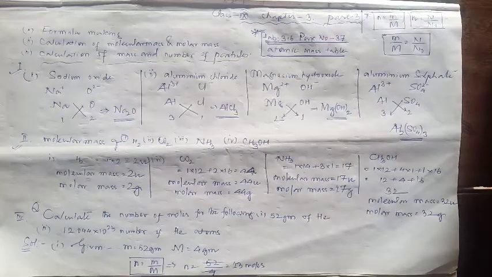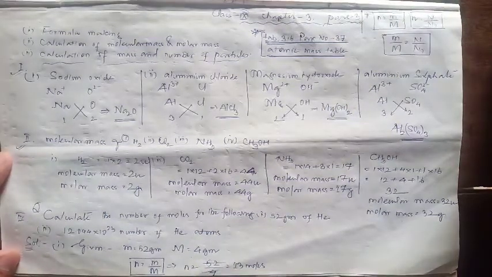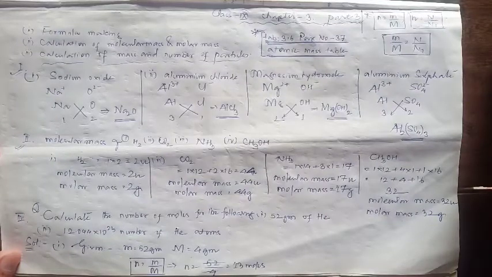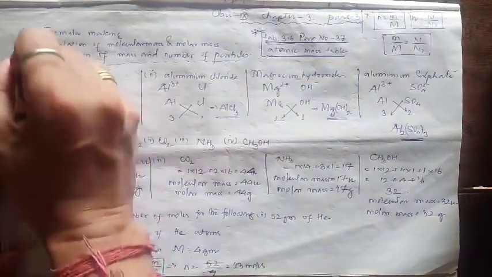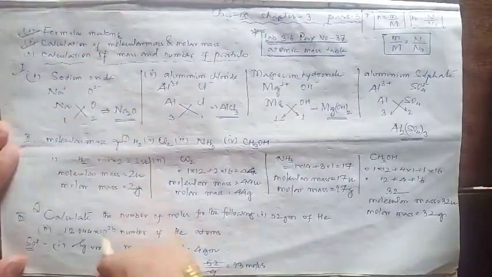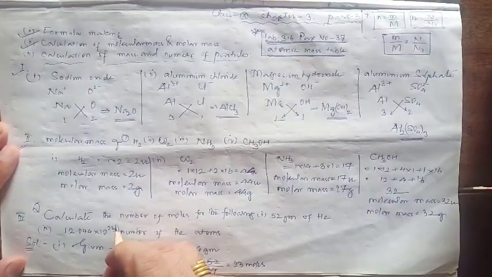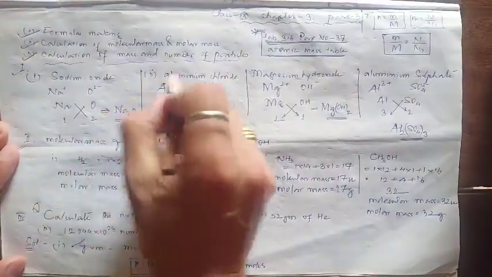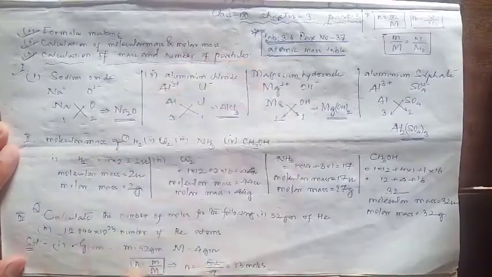Hello student, in this video lecture series we'll discuss the third part of chapter 3, atoms and molecules. In this lecture we'll be discussing the formula making of chemical compounds. Then after that we'll discuss the calculation of molecular mass and molar mass. Then we will discuss the calculation of mass and number of particles.